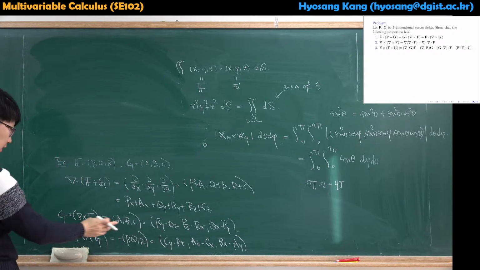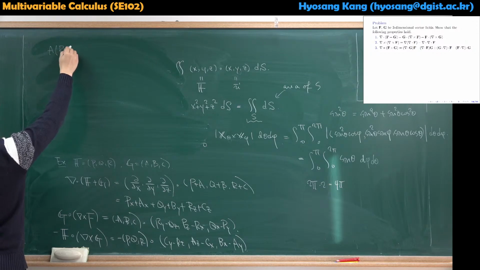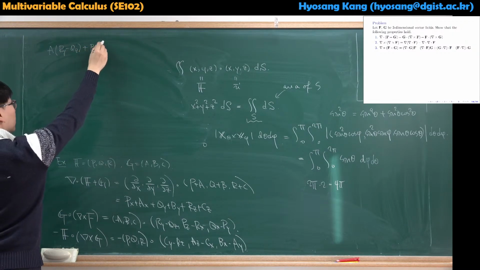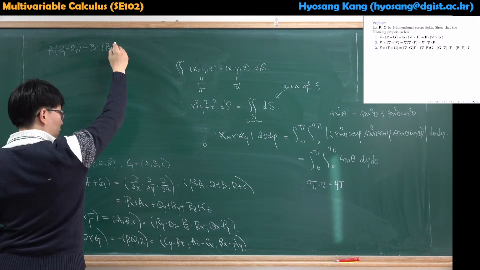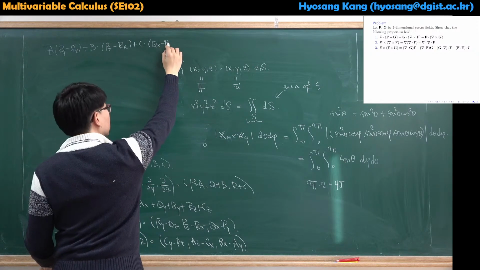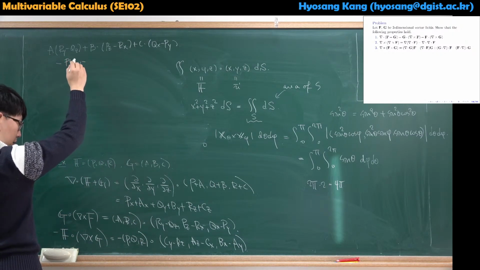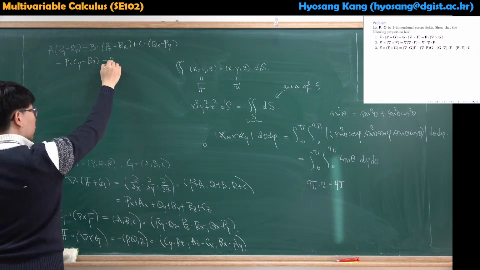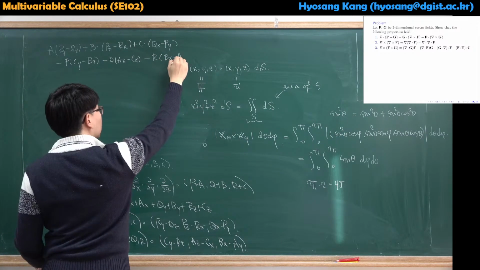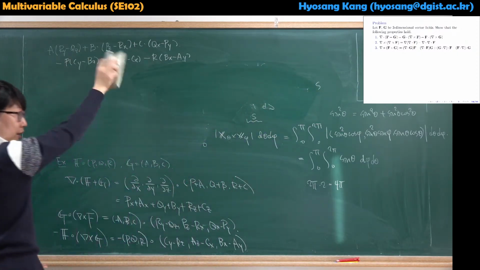So let's compute the first part. Here we have A times RY minus QZ, B times PZ minus RX, and C times QX minus PY, and then minus P times CY minus BZ, minus Q times AZ minus CX, and minus R times BX minus AY. So that's the right-hand side. Okay.